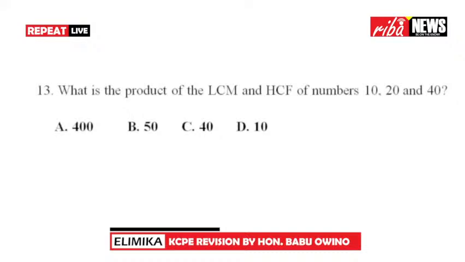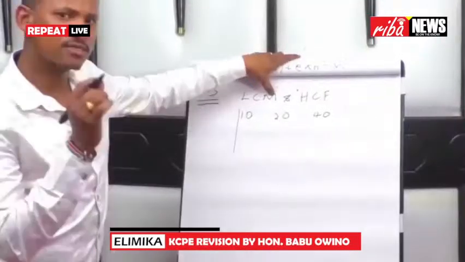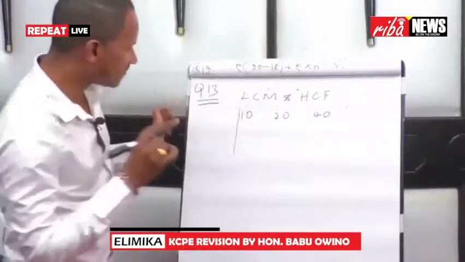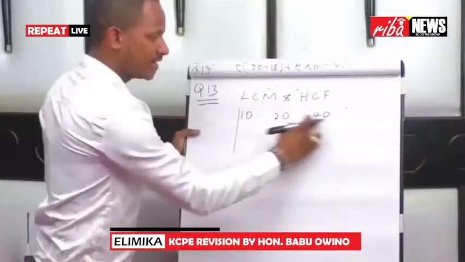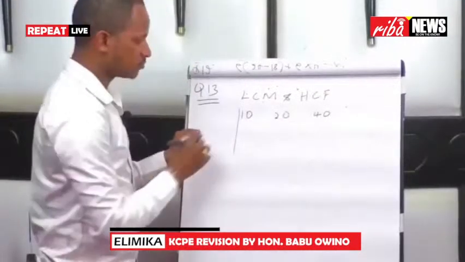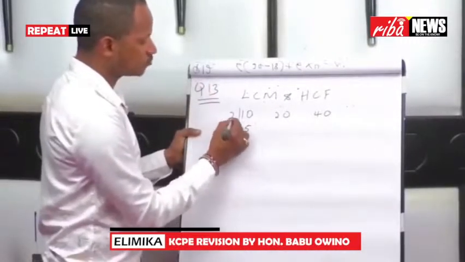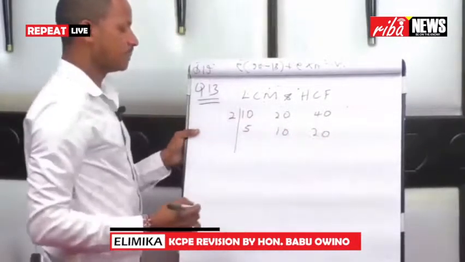Getting the LCM, the least common multiple, we use the least common factor, the least factor that when you divide by it, you can easily divide without any problem. So we start with 2. The least factor is 2. 2 goes into 10, 5 times. 2 goes into 20, 10 times. 2 goes into 40, 20 times.